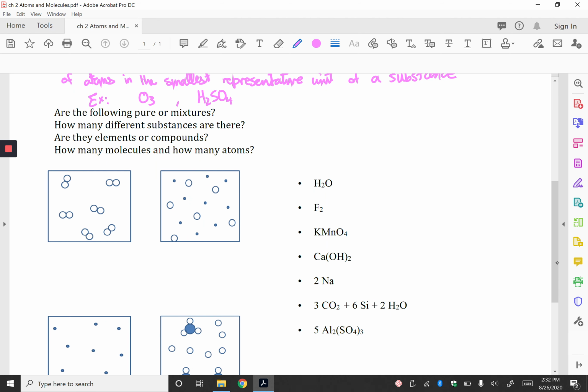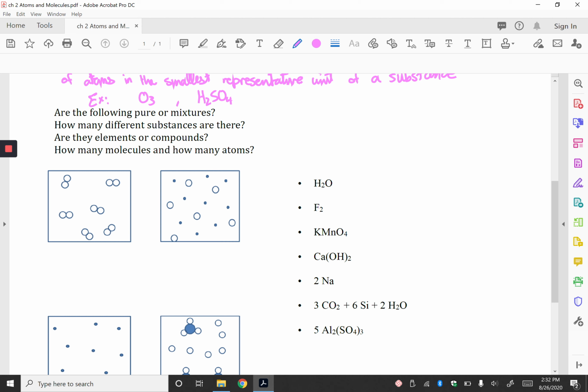All right, so let's see if we can look at these particle diagrams, and then later we're going to look at these formulas. So these are particle diagrams right here, and these are chemical formulas. And we're going to hopefully be able to answer these questions. First, we're going to look at each of these and decide, is it a pure substance or a mixture? If it's a pure substance, then it will be one type of substance, right? But if it's a mixture, how many different substances make up that mixture? Are these different substances elements or compounds? And how many molecules do we see and how many atoms are there?